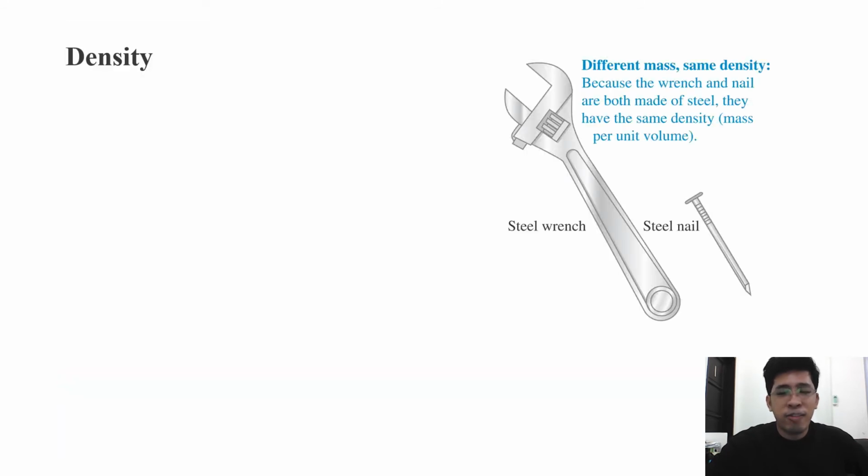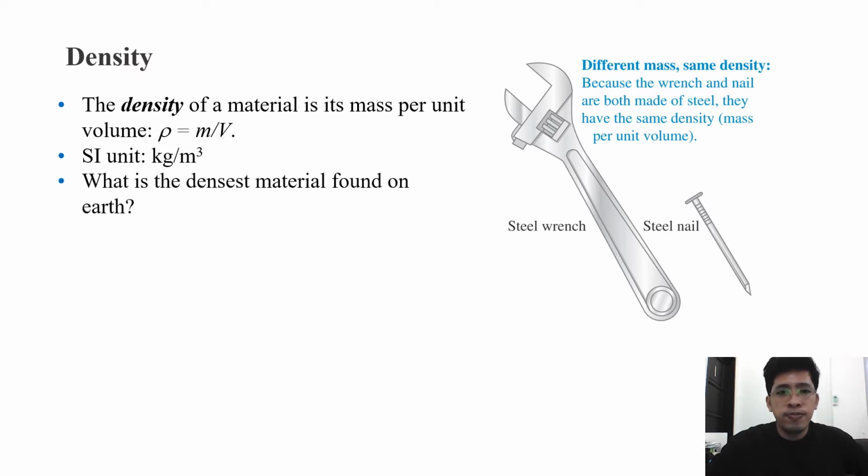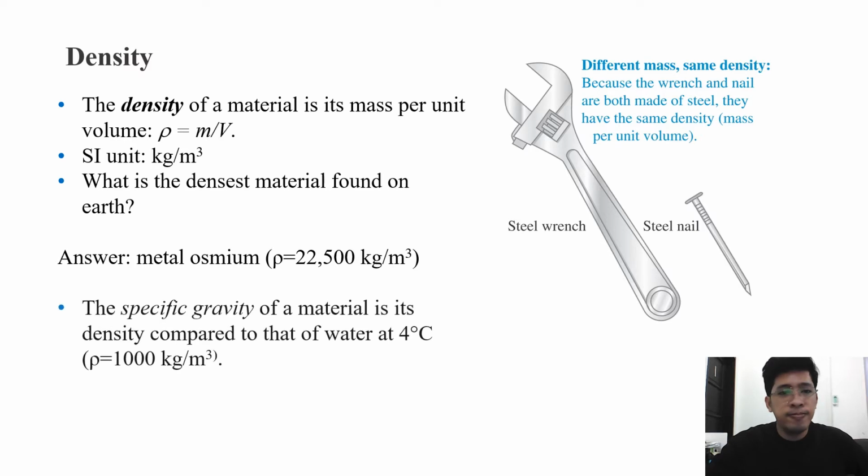Let's first talk about your density. The density of a material is its mass per unit volume. So your density is given by rho is equal to your mass over your volume. Its SI unit is in kilograms per m cube. And what do you think is the densest material found on Earth? The answer to this one is your metal osmium with a density of 22,500 kilograms per cubic meter.